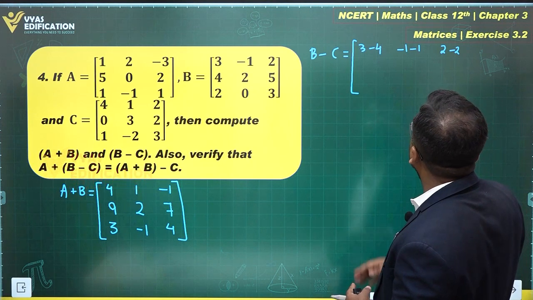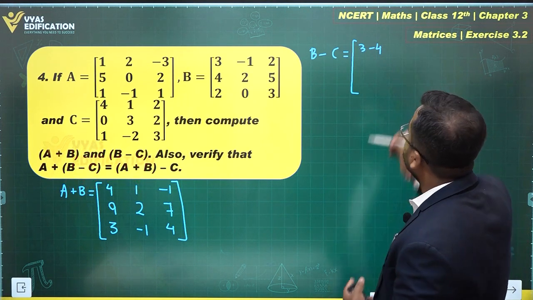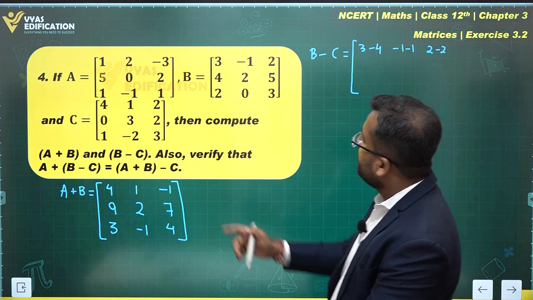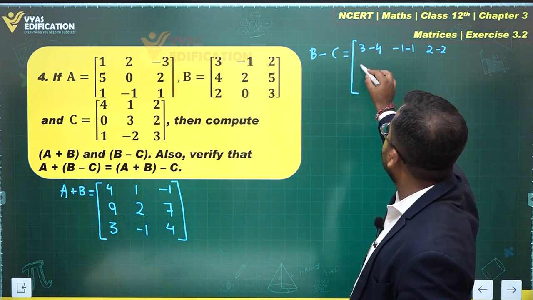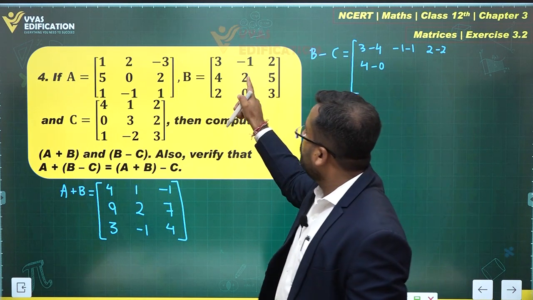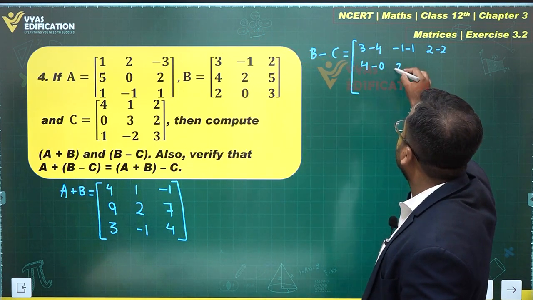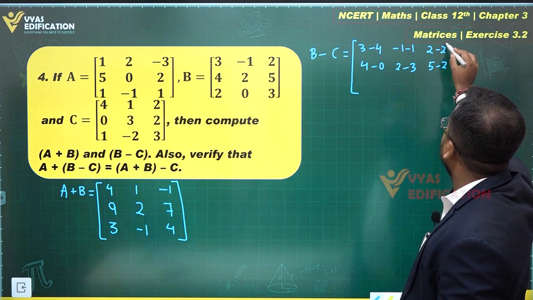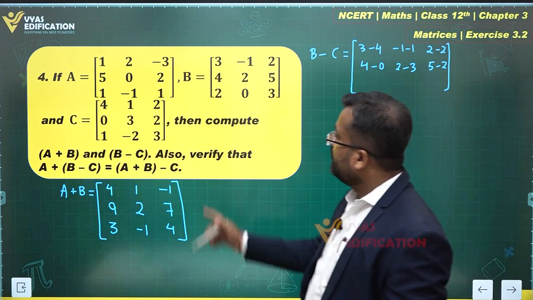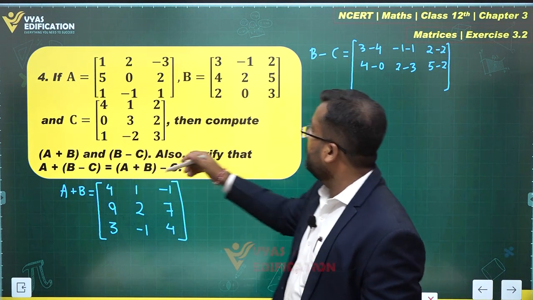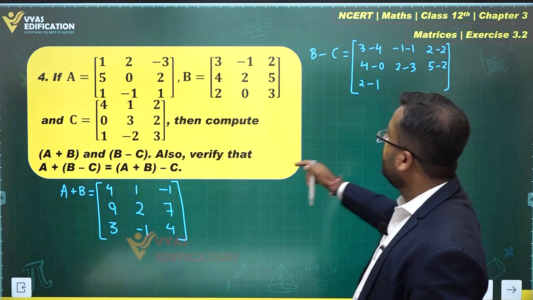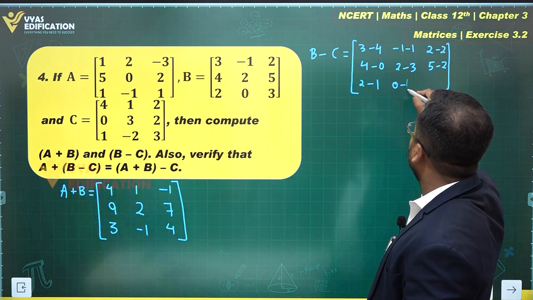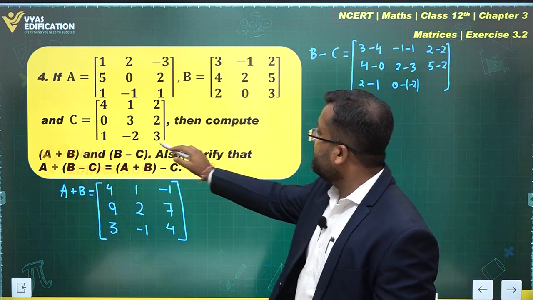This is what I have. Okay, let's write it a bit closer. Minus 1. This is 2 minus 2. Okay, what next? 4 minus 0. 2 minus 3. 5 minus 2. What about the third row? This is 2 minus 1. This is 0 minus of minus 2. 3 minus 3.